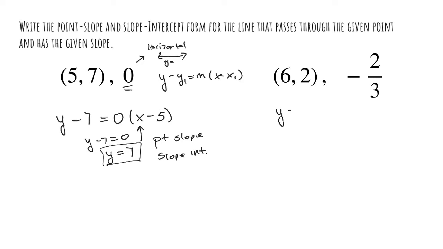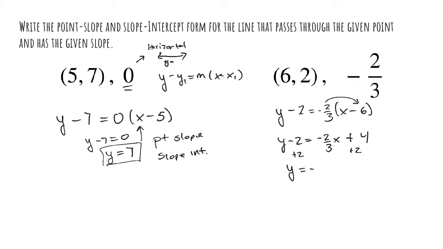On this one, y minus 2 equals negative 2/3 times x minus 6. So y minus 2 equals negative 2/3 x minus, when I multiply these two together, I get a plus 4, and then add the 2 over. Y equals negative 2/3 x plus 6.